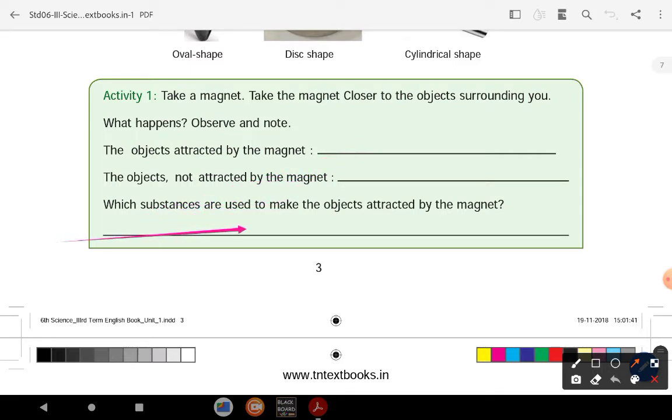Which substances are used to make the object? What are the substances which are used to make the object attracted by the magnet?